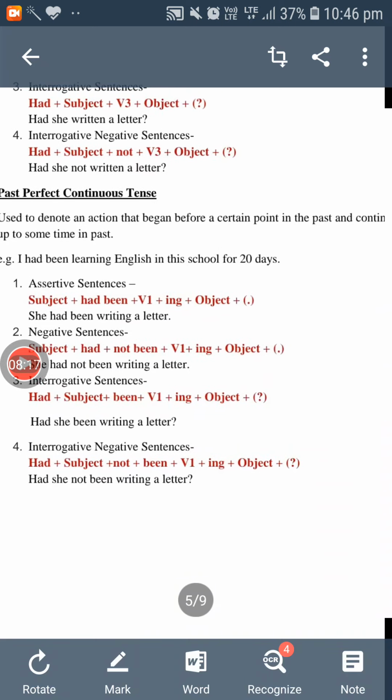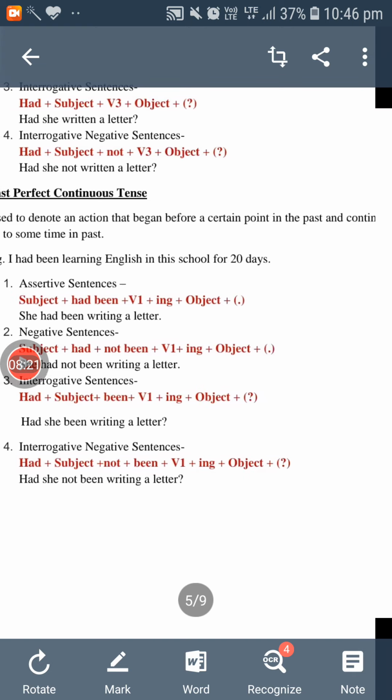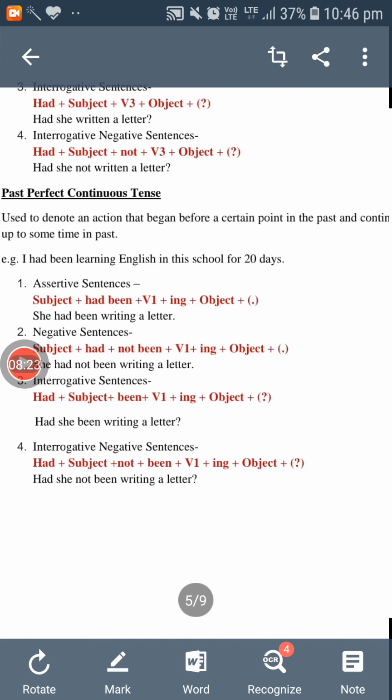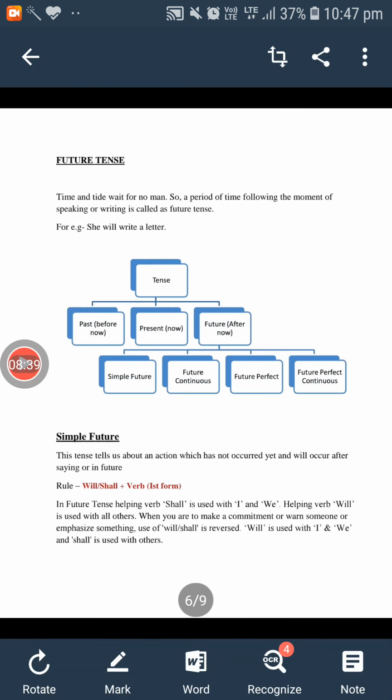It is used to denote an action that began before a certain point in the past and continued up to the same time in the past. Example: I had been learning English in the school for 20 days. So here we are using past perfect continuous tense.